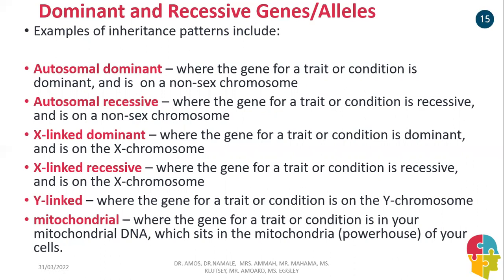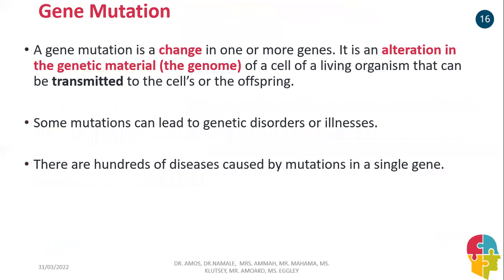So these are the patterns of inheritance. There are sometimes that inheritance is located on the mitochondrial DNA, the powerhouse of the cell. And that is a mitochondrial inheritance. But what is important is the autosomal dominant, the autosomal recessive, X-linked dominant, X-linked recessive, and the Y-linked, which will also be dominant or recessive.